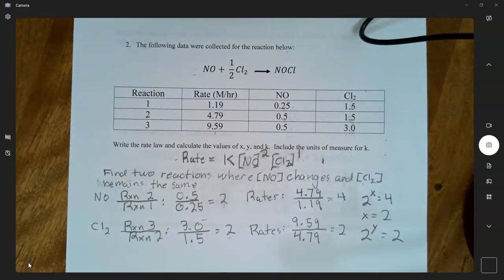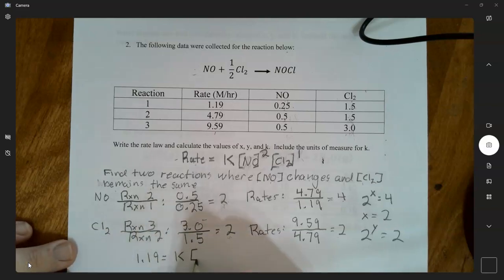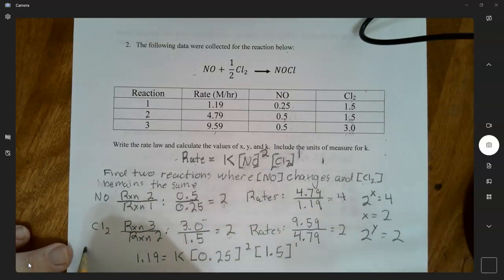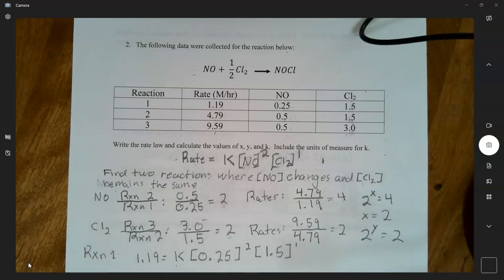There you go, that's the way it should have been written. Okay, so we're going to go ahead and do that. So we'll come down here. Okay, and again, let me just note that I used reaction 1 for this. I could have used any of the other two. So now you have one unknown here. So go ahead, grab your calculator and do the math.